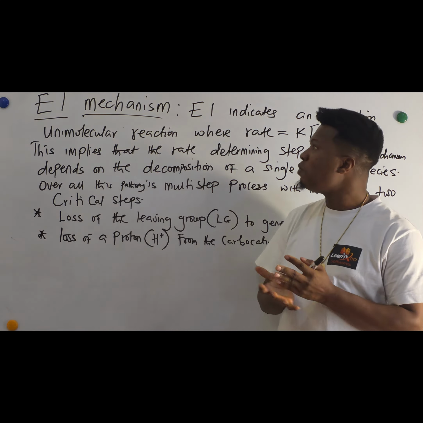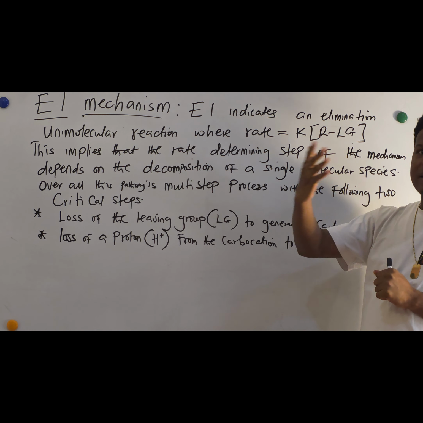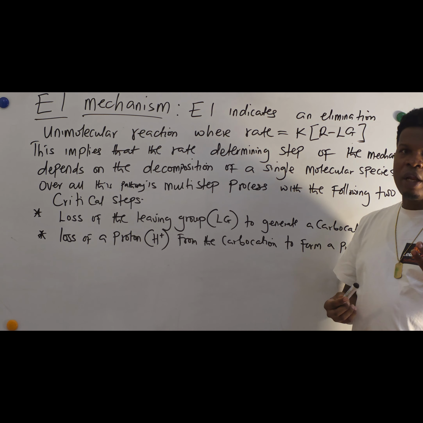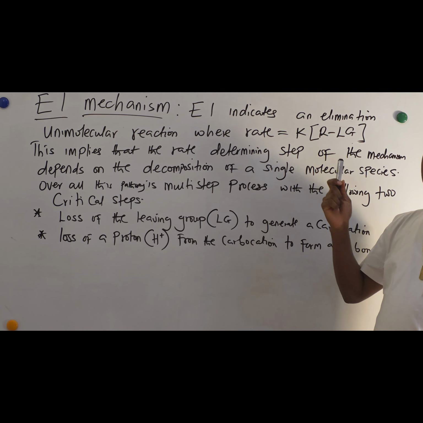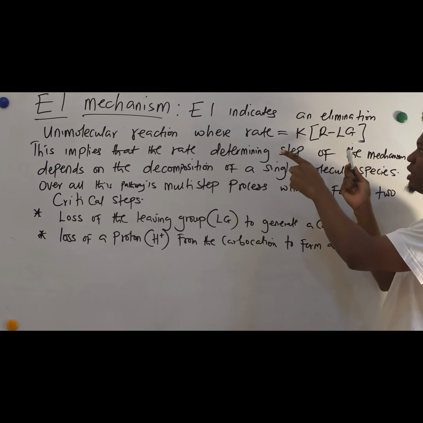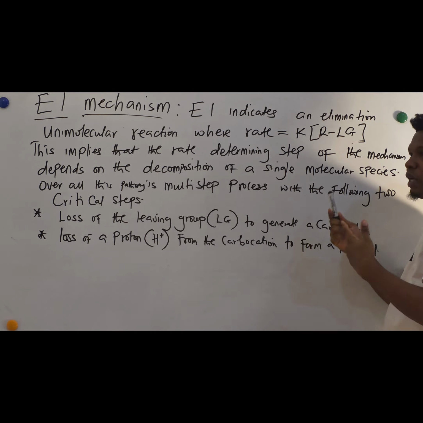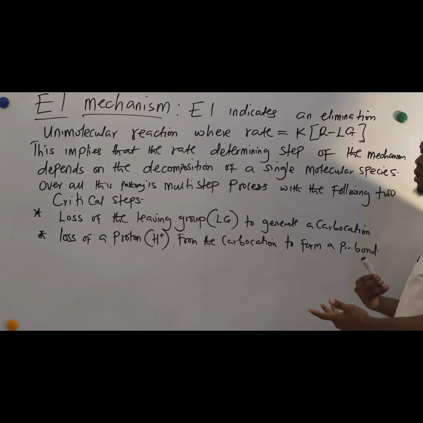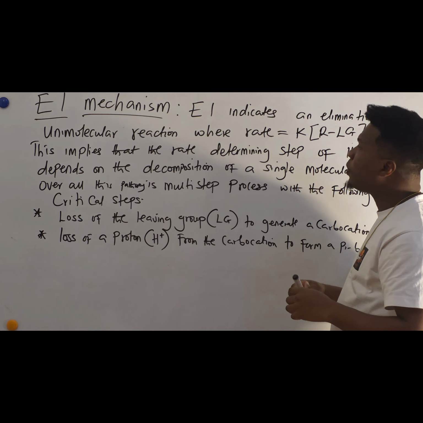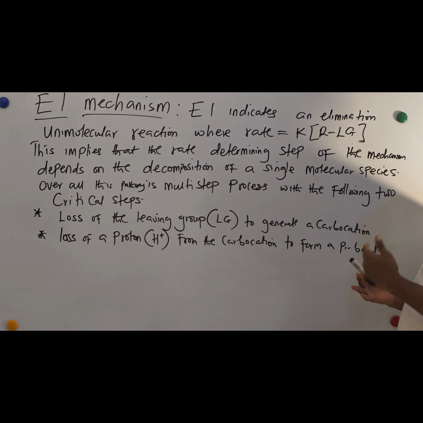First of all, what is E1? E1 simply stands for elimination unimolecular. Just like SN1, the one means unimolecular, so the rate depends on just one thing, the substrate. In the E1 mechanism, the substrate is the alkyl group and the leaving group. Remember that for elimination reaction, two things will leave. In the substrate, the leaving group will go out. The point where the leaving group leaves the substrate is the rate determining step.